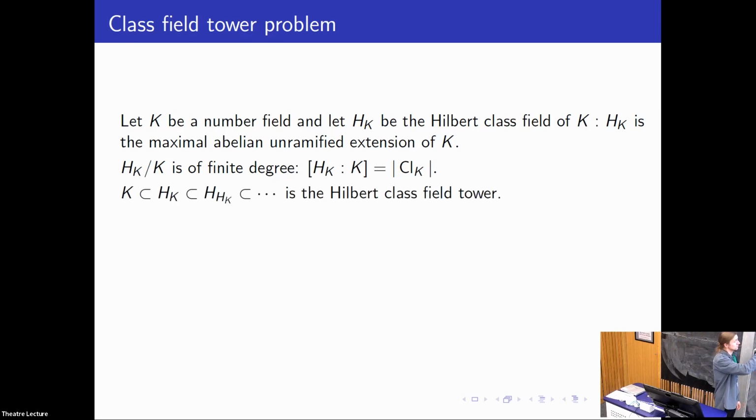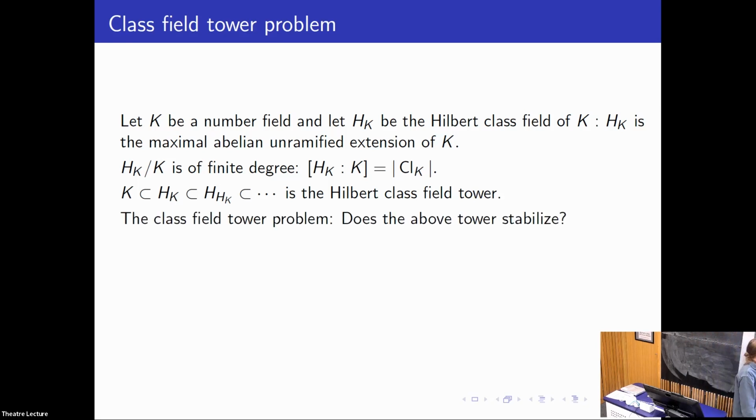We can, of course, iterate this construction. You can take the Hilbert class field of the Hilbert class field. You can take the Hilbert class field of that, and go on like that. You take commutators of commutators of commutators. Well, then a very natural question is, does the tower stabilize or not? And this is what is known as the class field tower problem.